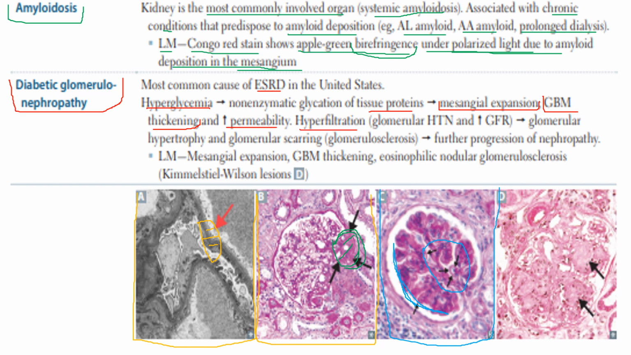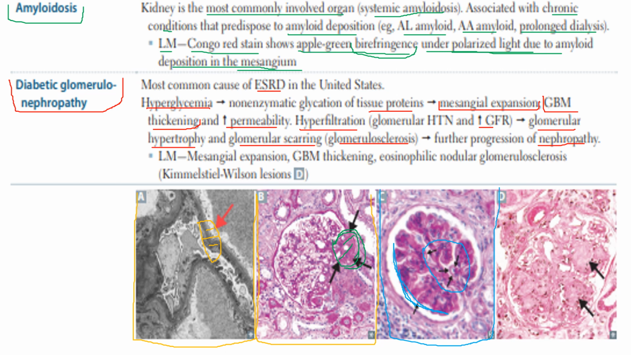hyperfiltration, which leads to glomerular hypertension and increased glomerular filtration rate, which leads to glomerular hypertrophy and glomerular scarring, that is glomerulosclerosis, which leads to the further progression of the nephropathy.